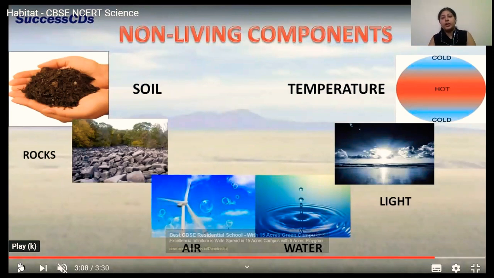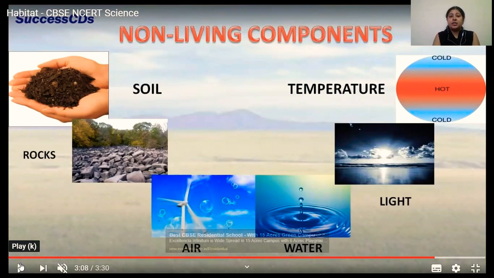Then we have the non-living component of the environment around us. In our environment, what do we see? We see soil, we see rocks, we have air around us, we see water around us, we see light, sunlight. Then we also feel the temperature. All these things are surrounding us.